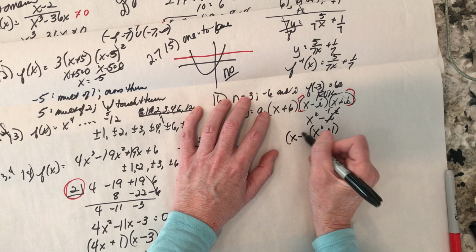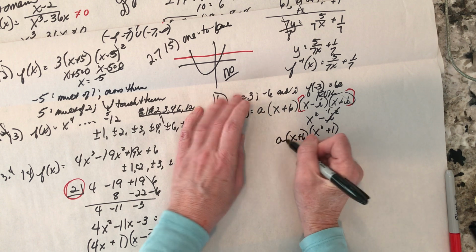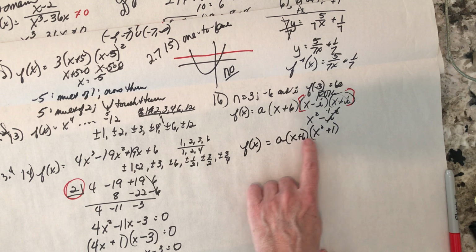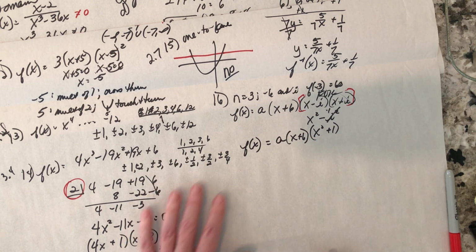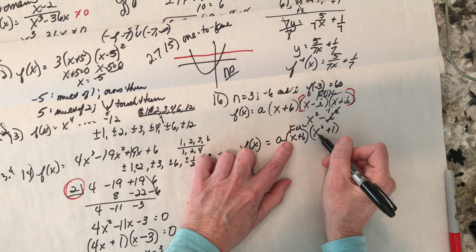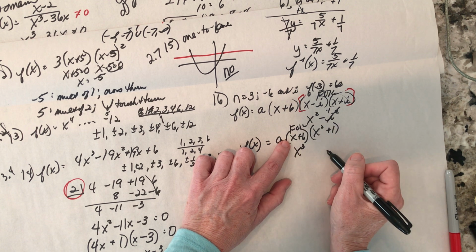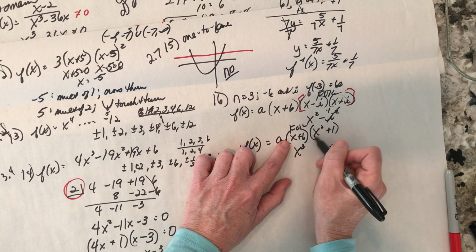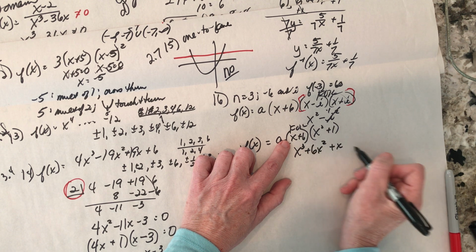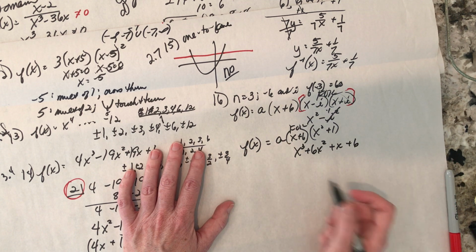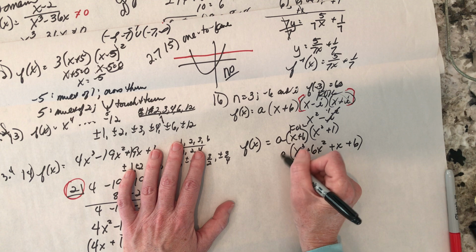Now let's bring in our x plus 6. Let's not forget our a, and f of x equals. Okay, let's continue multiplying these together. So I'm going to FOIL these. X times x squared is x to the third power. The outside is a plus x. The inside is a plus 6x squared. And the last is a plus 6. So there, that's multiplied out.